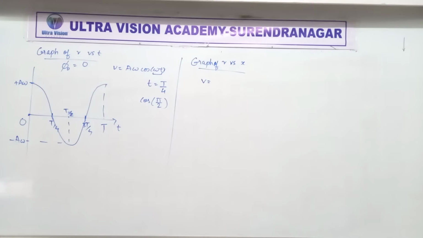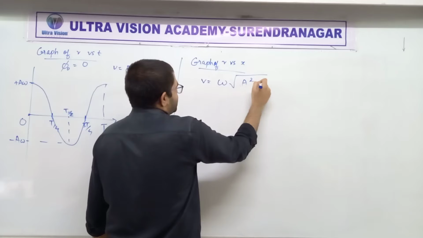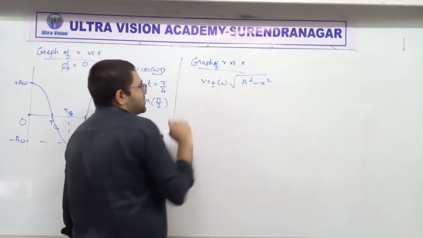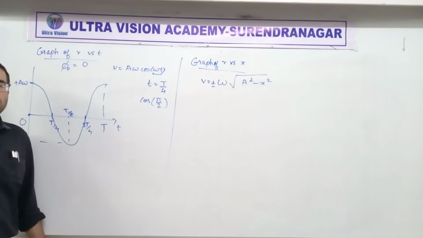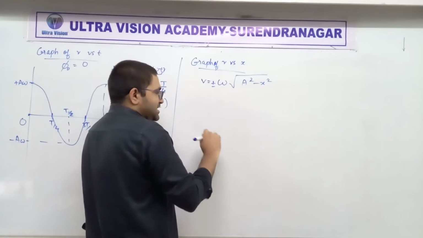Now we are giving you the right answer. It is omega multiplied with the square root of a squared minus x squared, and then it could be plus or minus. Okay, so let's draw a graph of v versus x.